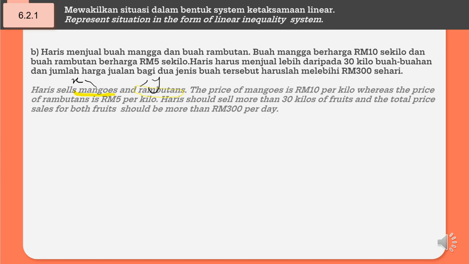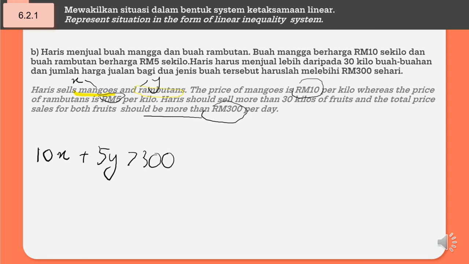The price of mangoes is RM10 per kilo, whereas the price of rambutan is RM5 per kilo. So we have ringgit here, and we need to compare with ringgit, which is more than. The first one we have 10x, because the mangoes are RM10 per kilo, plus RM5 per kilo for rambutan, so 5y. The sales should be more than 300 ringgit. So more than 300.